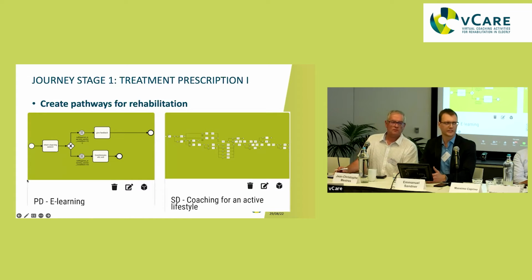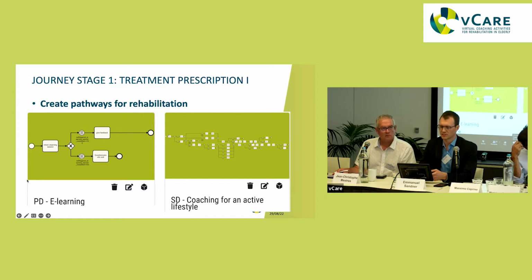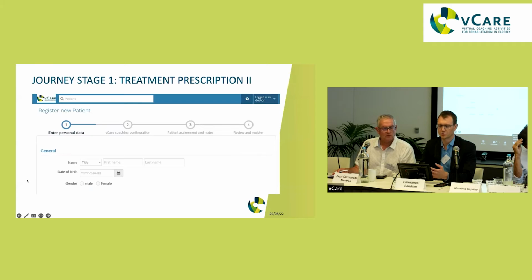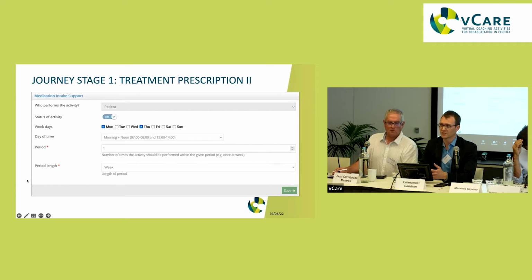This journey can be broken down into 3 stages. The first stage is the treatment prescriptions, where the clinicians can define these pathway templates that are required for the patient. Then the patient is registered in the professional portal, and the pathways that were created can now be customized for these specific patients, where activities can be assigned on certain weekdays, certain periods, and certain intensities.